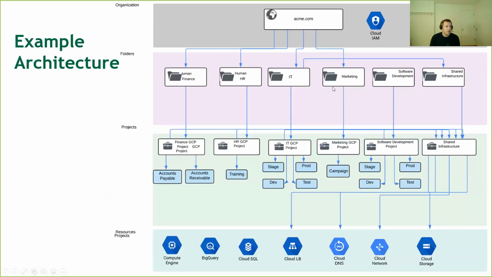Here's an example architecture, where at the top we've got our organization, acme.com, and this is where our cloud IAM, our identity and access management, applies. Within here, we've got a number of folders, and within our folders, we've got our projects. In this case, maybe under human resources, I've got my HR GCP project, and then we can have one or more environments or distinct workloads in the projects. So the projects will contain our resources, the resources running within these projects. This is just an example of a typical architecture that we'll see.